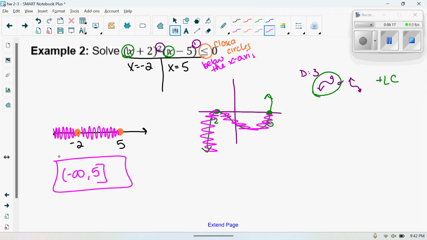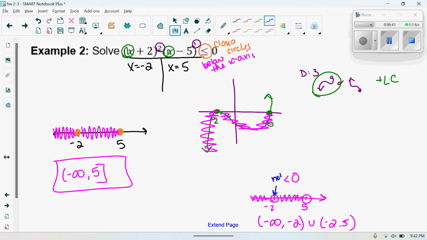Now, just quickly, if this said less than 0, and this was my number line, I would have -infinity to -2, and then -2 to 5. I would have to break it up into 2 separate intervals because here I have an open circle, so this is not included. That's not the case here. This was my answer. However, I just want you to keep that in mind in the future.